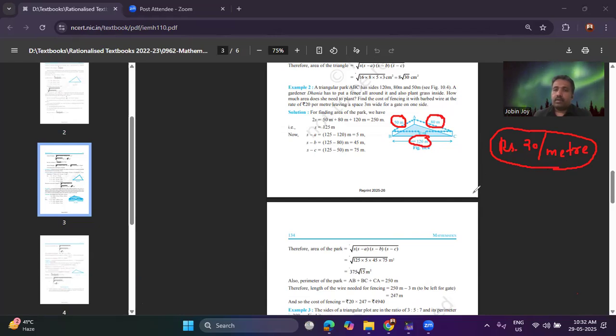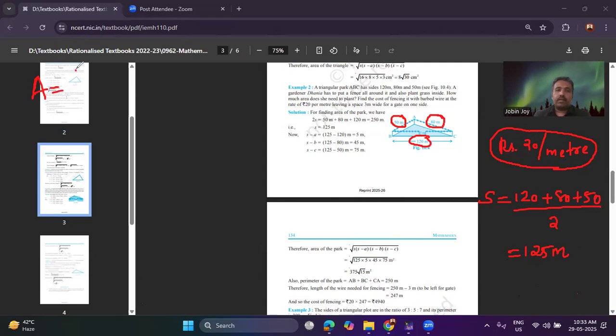So first of all, calculate the area. How will you calculate the area? First of all, calculate the semi-perimeter. Semi-perimeter equals 120 plus 80 plus 50 divided by 2, that is equal to 125. And what is the unit? Here the side length is in meters, so the semi-perimeter is also in meters, 125 meters.